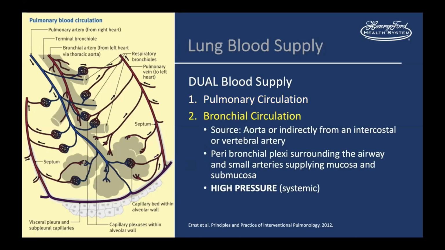The other lung blood supply for your lung is from your bronchial artery circulation. Most often it comes off of a branch from your descending aorta, but it can come directly from the aorta, or it can come from intercostals or vertebral arteries. These end in peribronchial plexi that supply the mucosa and the submucosa of your airways. And as opposed to your pulmonary circulation, this is a high pressure system because this is systemic blood flow coming from the left side of your heart.